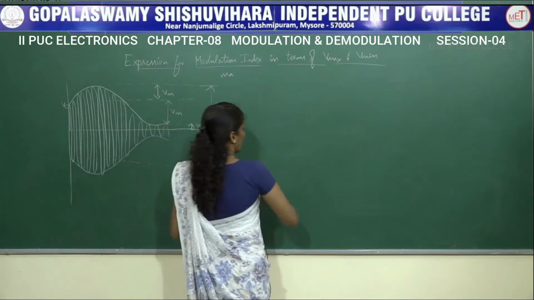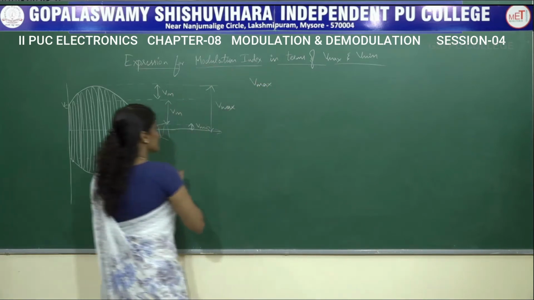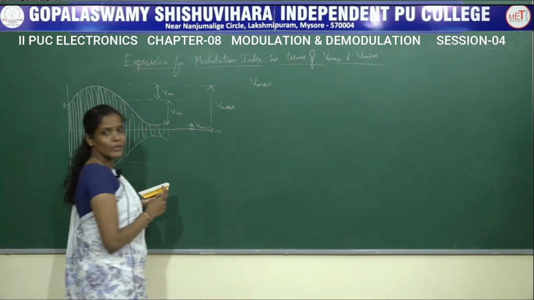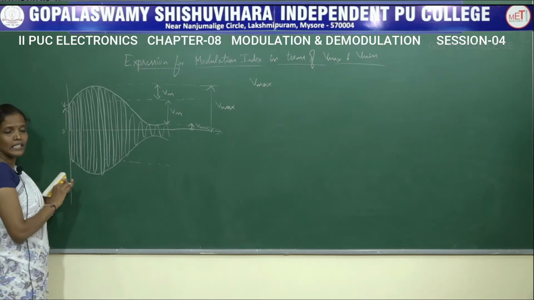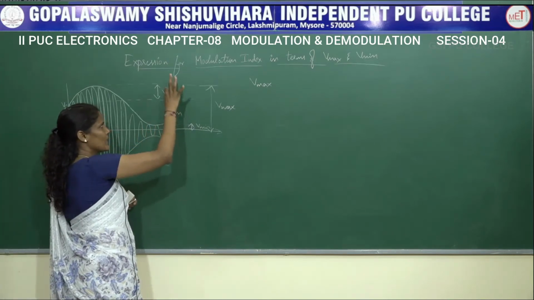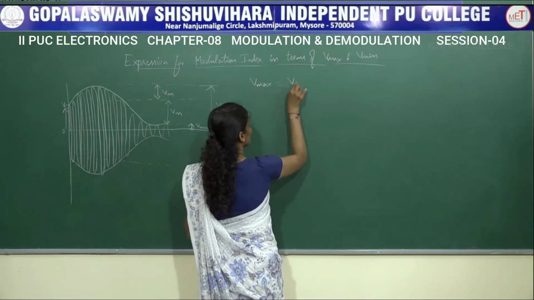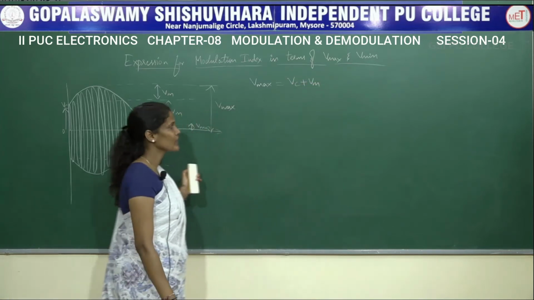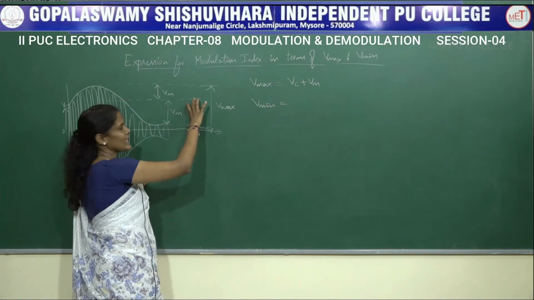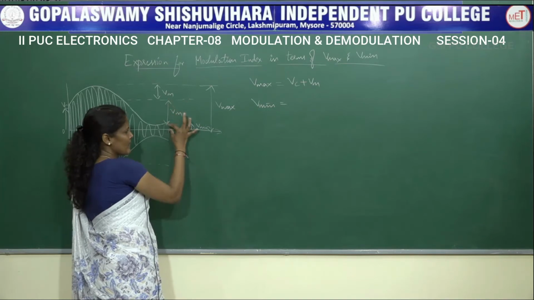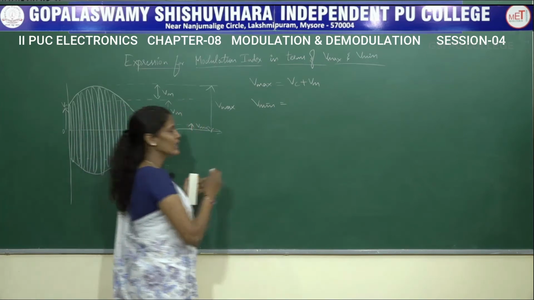Right? Now, according to this picture, this is V maximum. V maximum can be written as: from here till here, this is the zeroth line, from here till here, it is VC. If we add VC plus Vm, we are going to get V maximum. So Vmax is equal to VC plus Vm. Similarly, V minimum is equal to, this height is VC, whereas this height is Vm, but I want this height. So what we are going to do, VC minus Vm gives me V minimum.